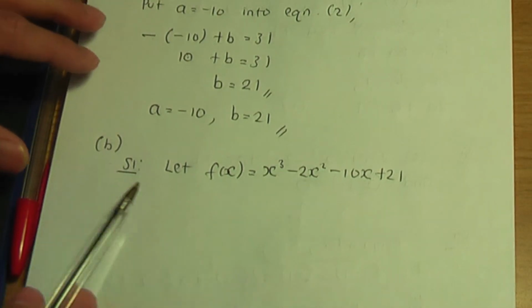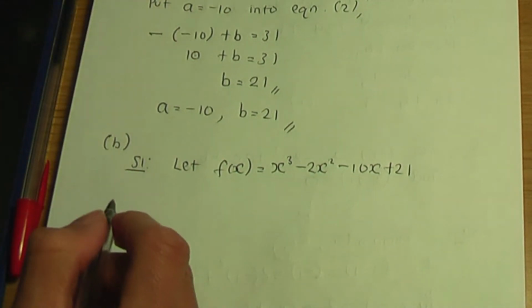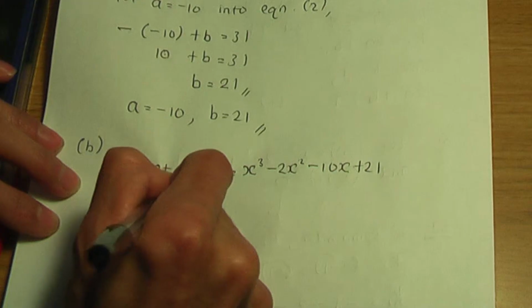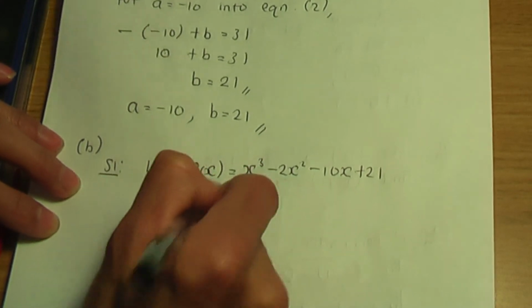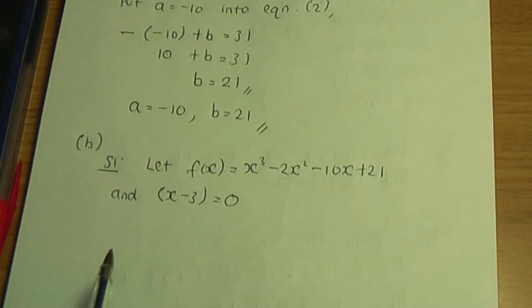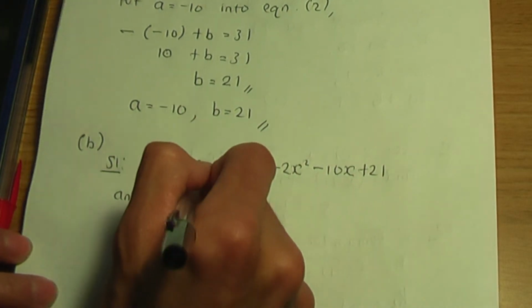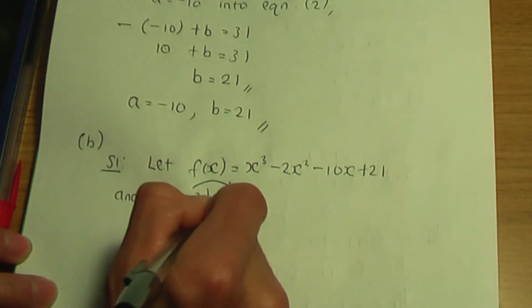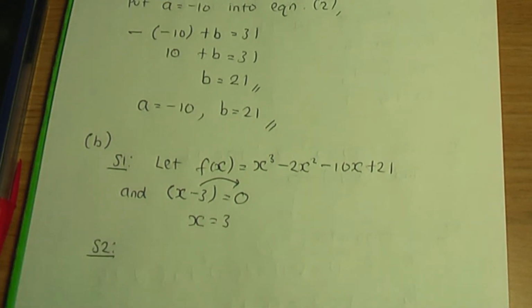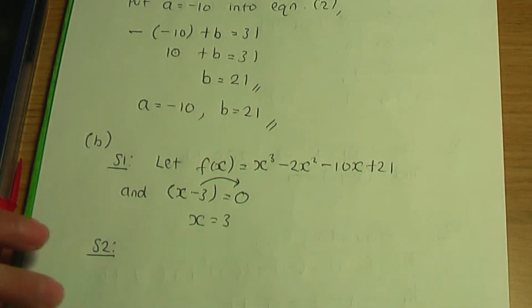So f of x is the polynomial, and if we go back to the screenshot, the linear is x minus 3. So back to the paper and pen, we also let the linear x minus 3 and we equate that to 0. Okay, so it's exactly the same steps as the remainder theorem that we've seen. Now taking the minus 3 to the right will give us an x value of plus 3. So that takes us to the last step, step number 2.